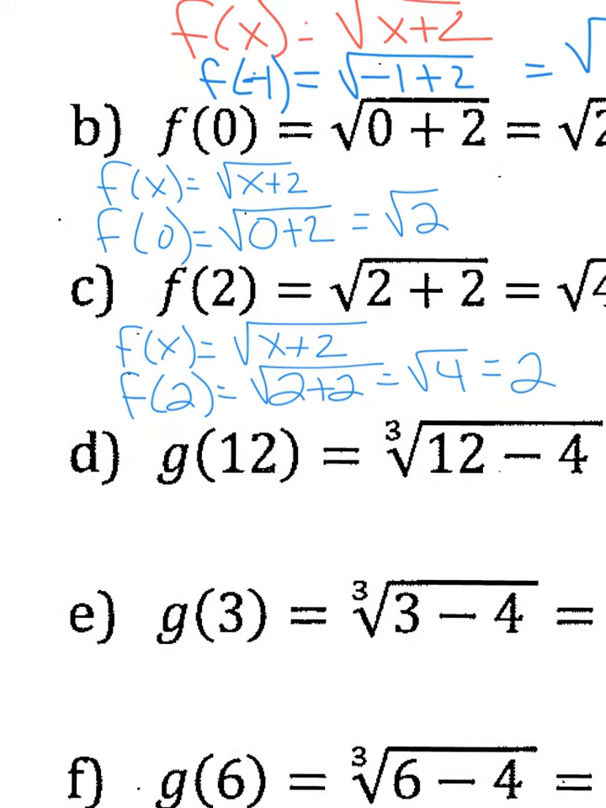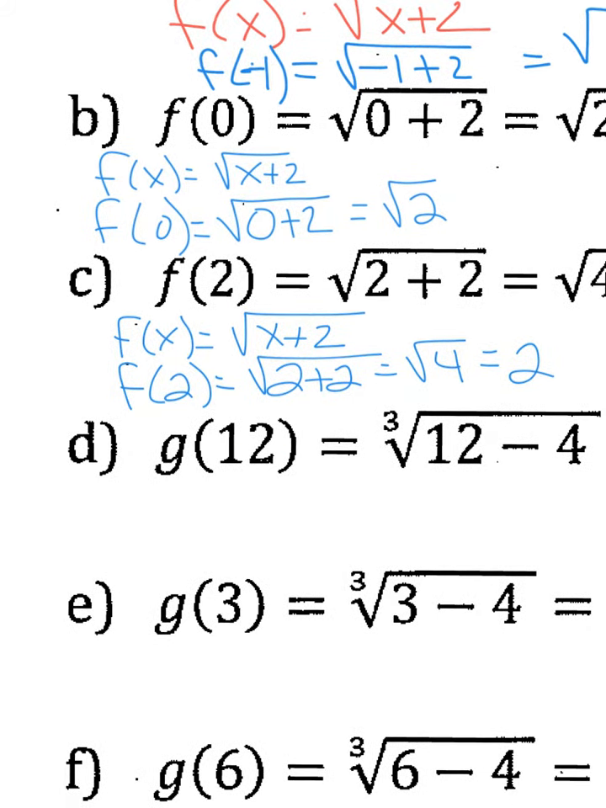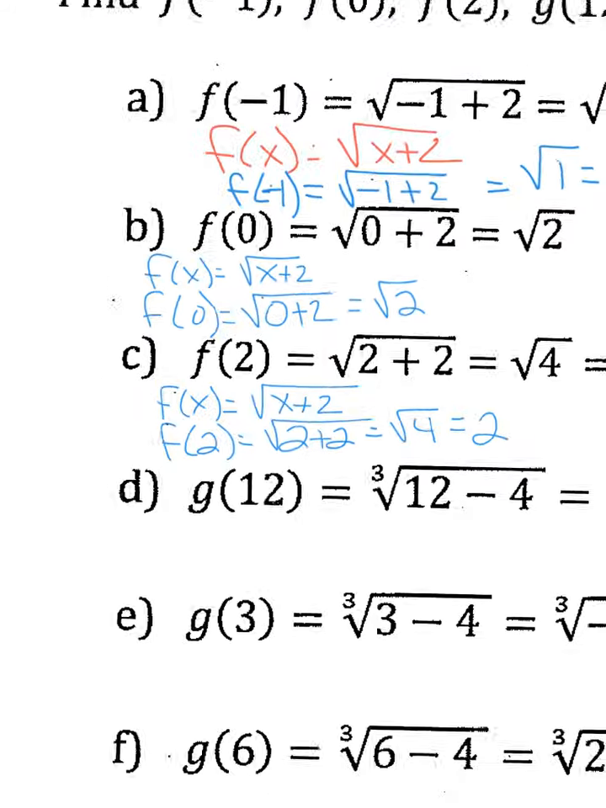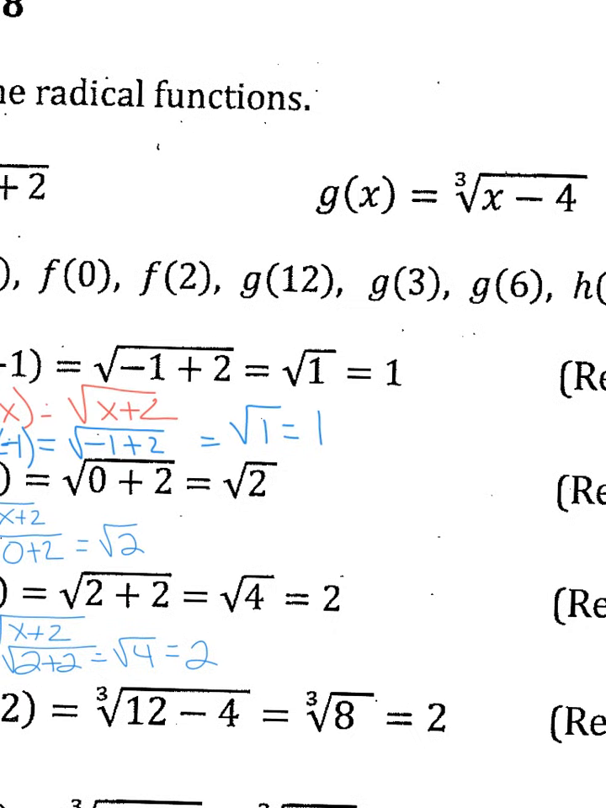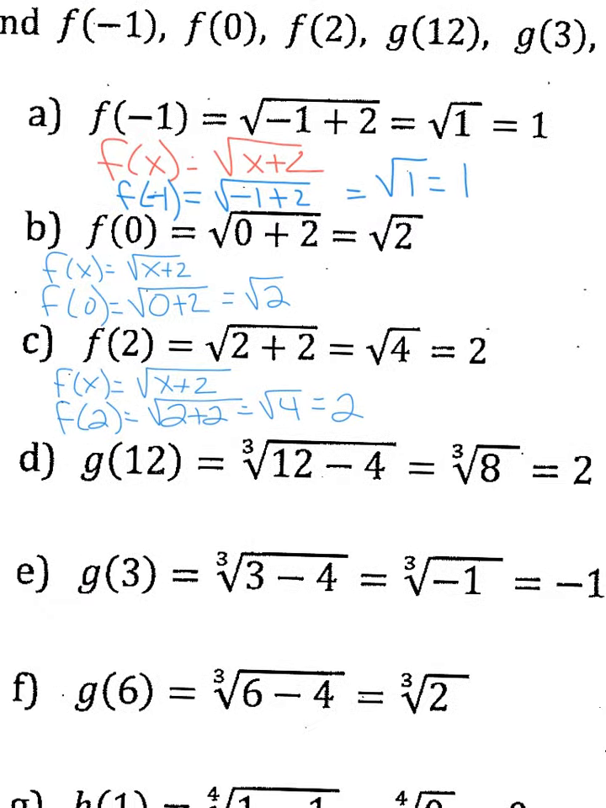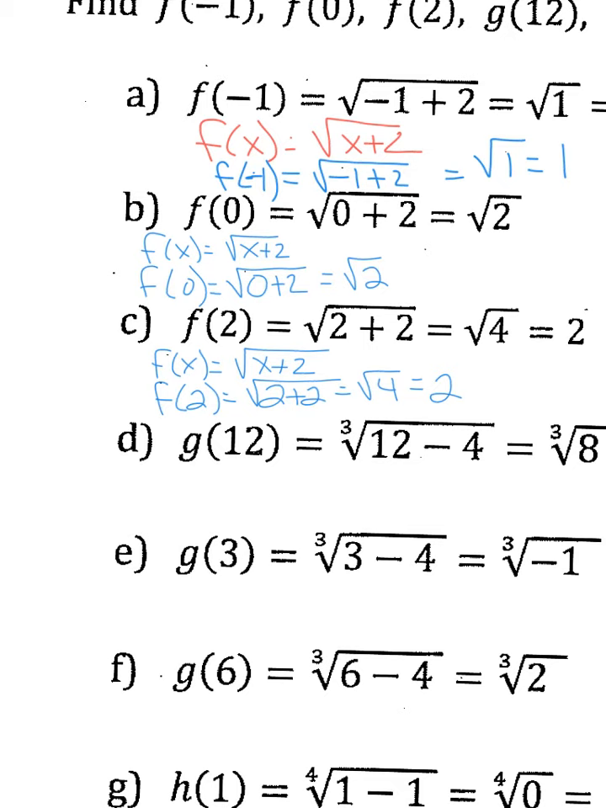Now we're going to move on to g. This is a new function, g of 12. I'm going to have to scroll back to the top to find out what the function is for g. Here's the function for g. G of x is a cubed root of x minus 4. So when I use it, I'm going to write it here. G of x is the cubed root of x minus 4.